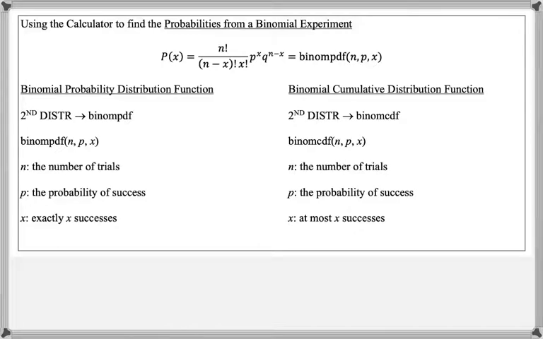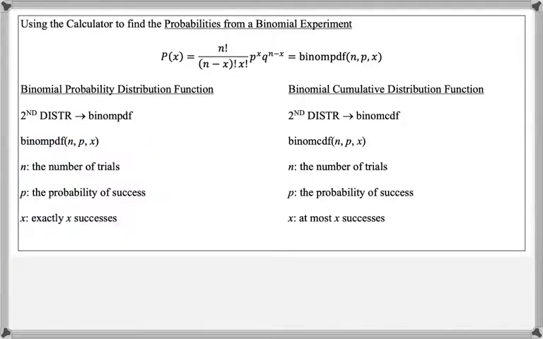Next, I want to show how we can use the calculator to find probabilities from a binomial experiment without using the formula. This is called the binomial PDF, which stands for the binomial probability distribution function. And that's under second vars, or second distribution, on your calculator. And we have to type in n, p, and x, where n is the number of trials, p is the probability of success, and x is exactly x successes.